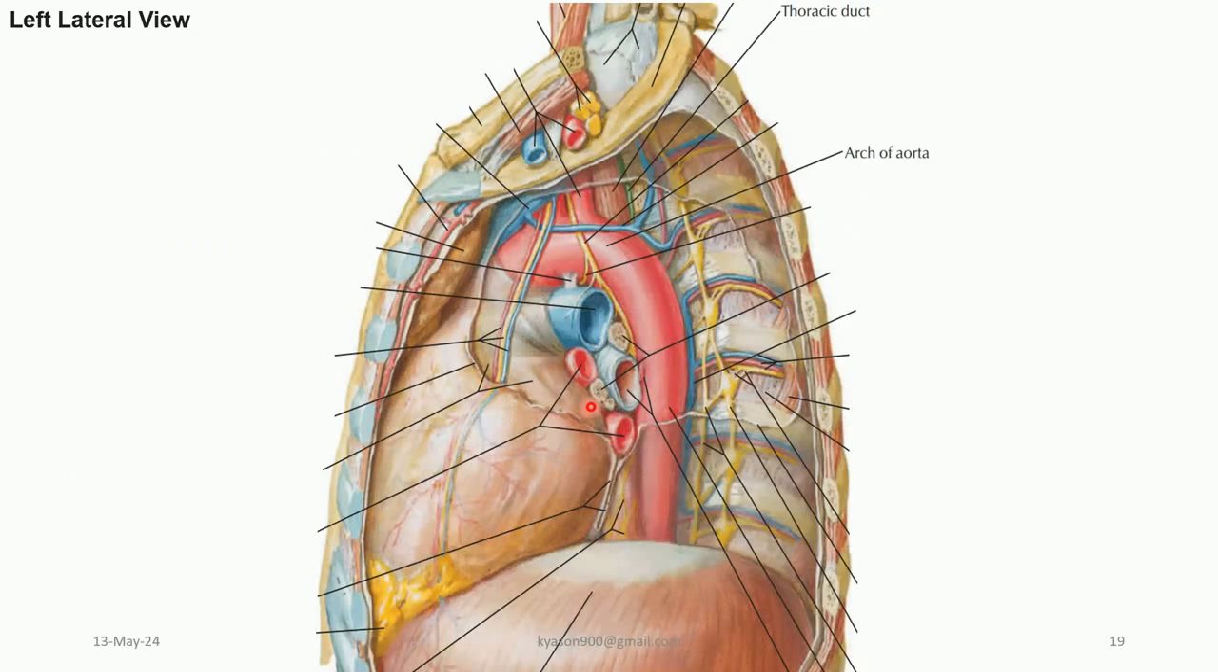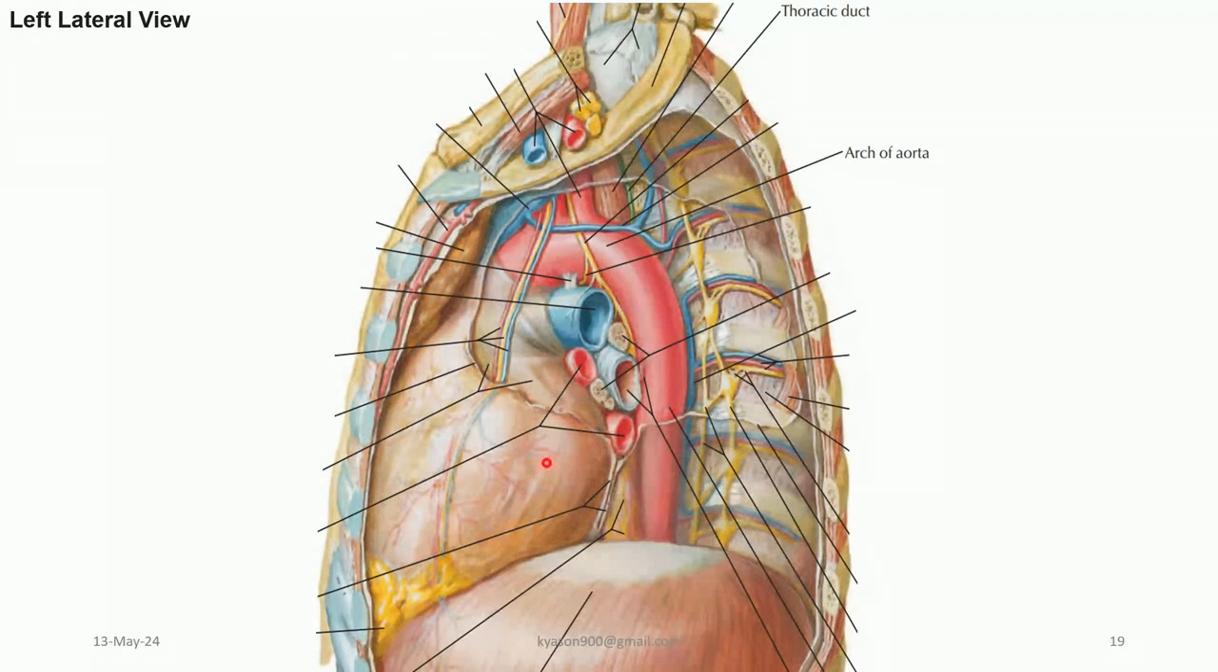The left lateral view can also show you the thoracic duct on the left side. We said that already. But also, most importantly, there is this chamber that we see here. This chamber is the left atrium. Okay, this is the left atrium. The left atrium is anterior to the esophagus. This is the esophagus. It runs downwards, and you can see it here.